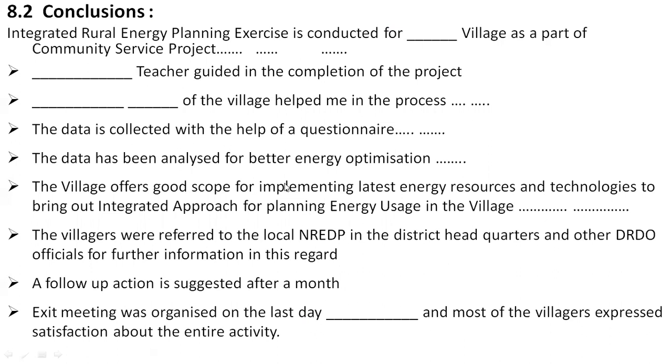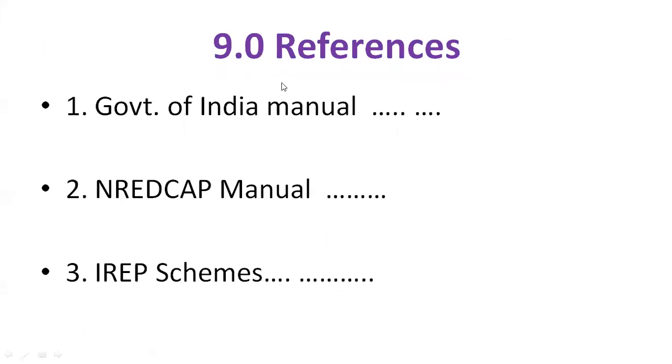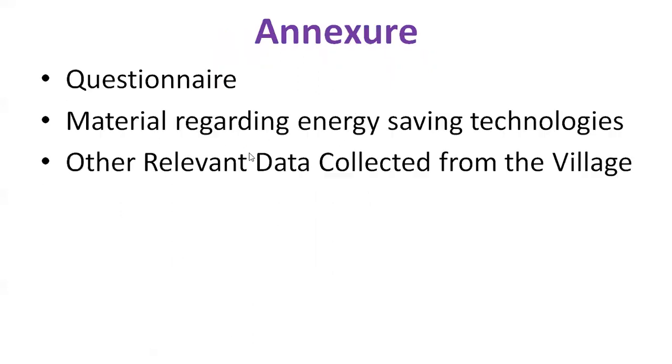So this is how you can conclude your report, and then you can mention the references: Government of India manuals, district manuals, NEDCAP manuals, integrated rural energy planning schemes, and all these things. Any reference, you can always give the references here. This is a must. Then in the annexure, you can add the questionnaire, and material regarding energy saving technologies if it serves the purpose. Then other relevant data, whatever is relevant, you can always mention in the annexure.